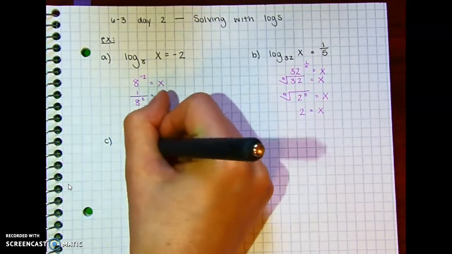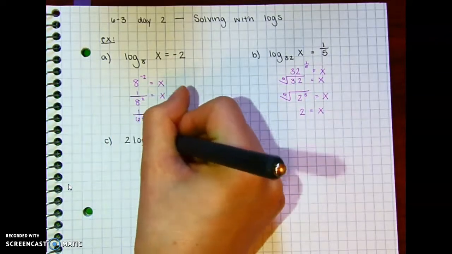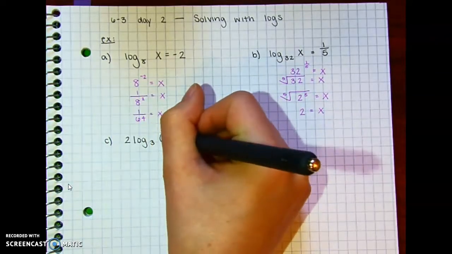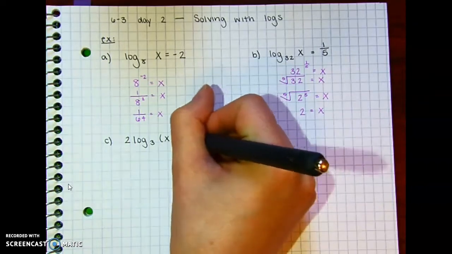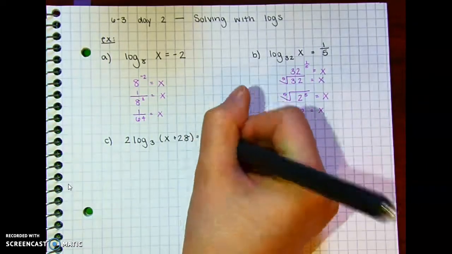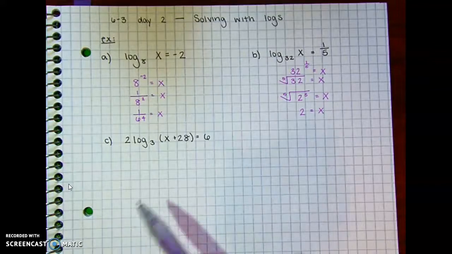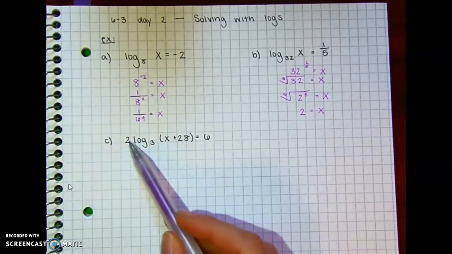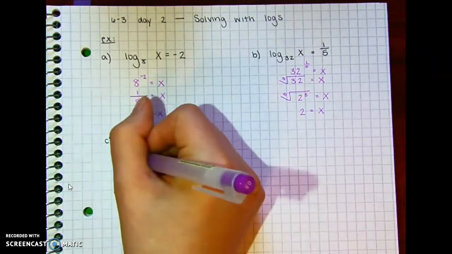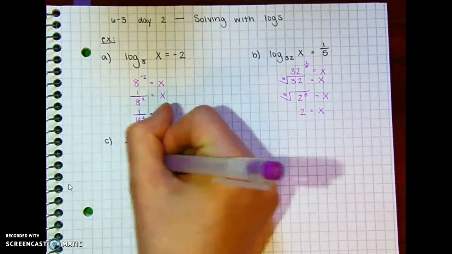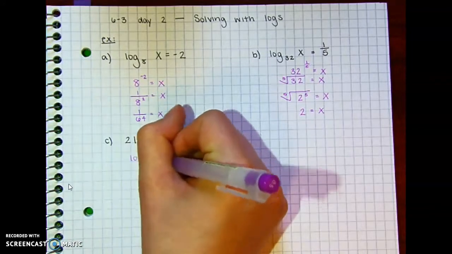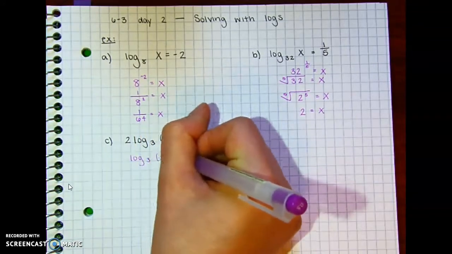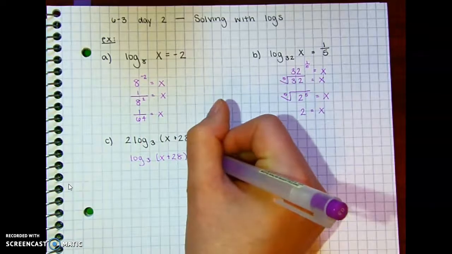Two log base 3 of x plus 28 equals 6. Let's do this one. So before we write this in logarithmic form, we need to just have the log by itself. So we want to divide both sides by 2. So this will be log base 3 of x plus 28 equals 3.